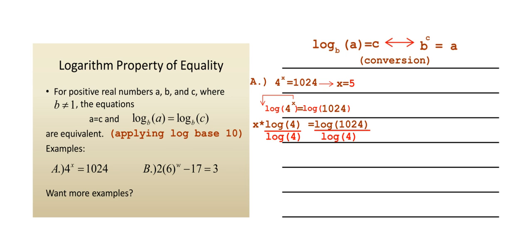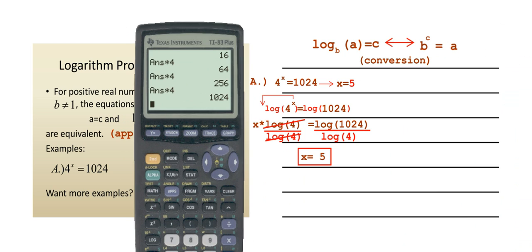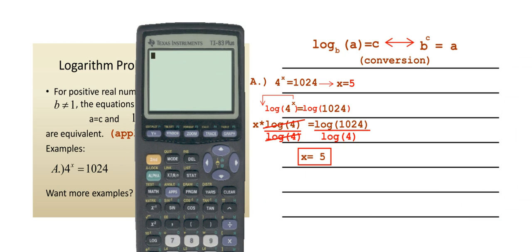What we do to one side, we must do to the other side. Log of 4 divided by the log of 4 technically cancels out. That leaves us with just the x. And on the other side, log of 1024 divided by the log of 4 should give us that x equals 5. And that you can check with your calculator, agreed? So your calculator, once again, let me clear this out.